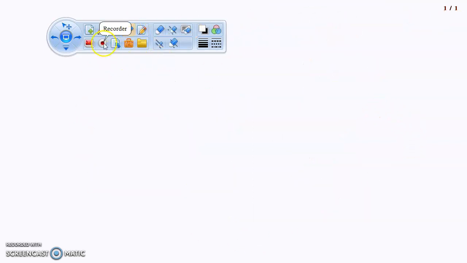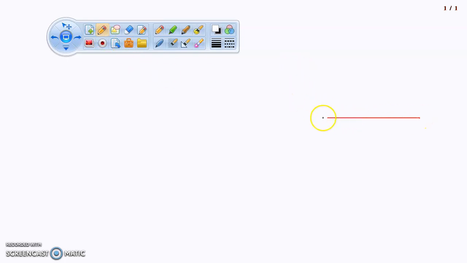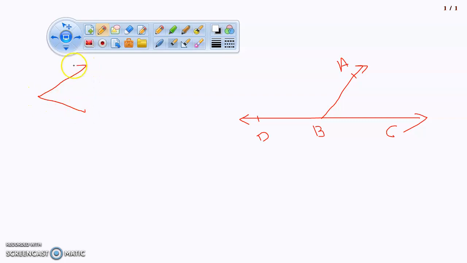What about the adjacent angle? For example, if I draw something like this for you, and I make a side here. I'm going to call the points A, B, C, and D. First, I forgot to tell you the meaning of an angle. An angle is made of two rays that are combined together at one point.